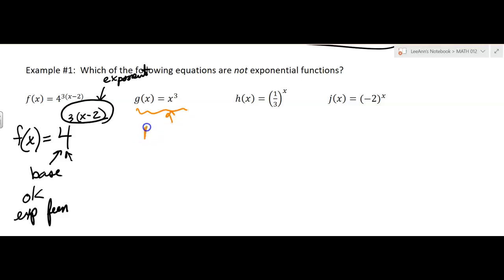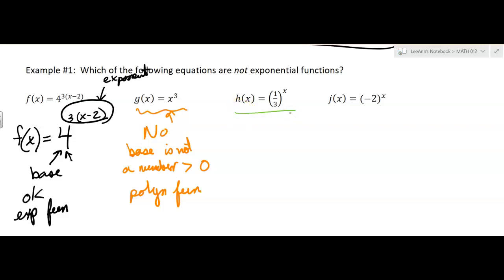No. The base isn't a number, okay? So the base is not a number greater than 0, okay? It's x. That's where the variable is. In fact, what is this? This is a polynomial function. So that one is not an exponential function. All right, let's go to the next one.